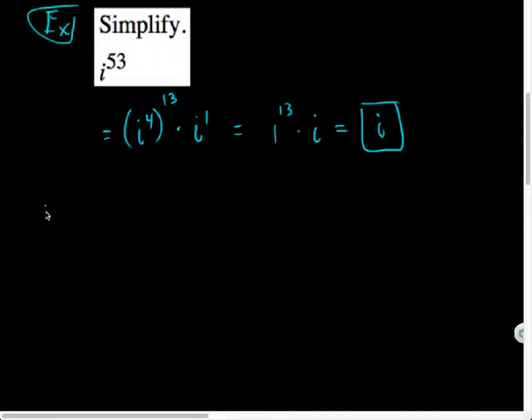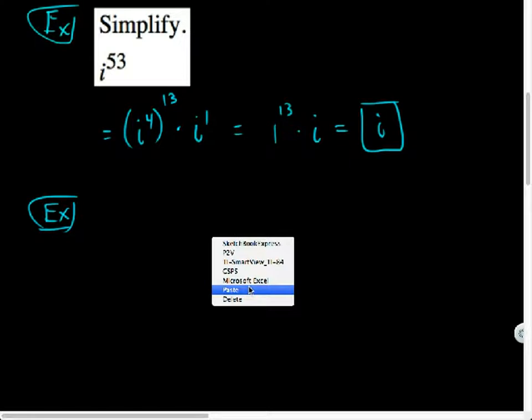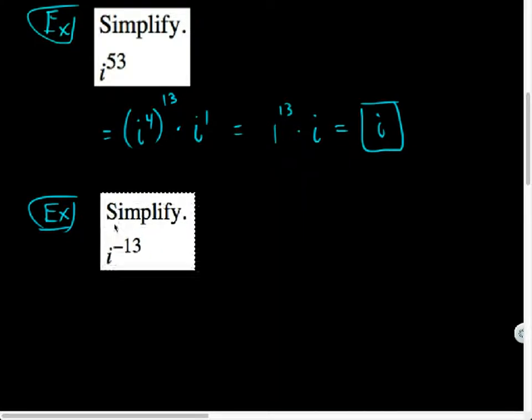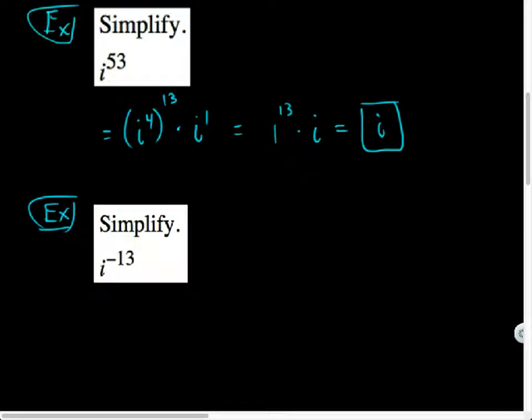You might recall doing this from a while back. Here's a question you don't recall, or at least I didn't tell you to recall it. Maybe. It's hard to remember something you never experienced. So simplify i to the -13th. What?